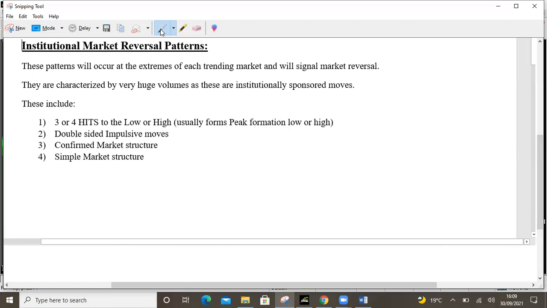Now, when we talk about confirmed, the market structure is only confirmed once you have either two higher highs or two lower lows. That is very, very important. Please be on the lookout for that and be very keen on this point. Market structure is only confirmed if you have either two higher highs or two lower lows. What am I saying?